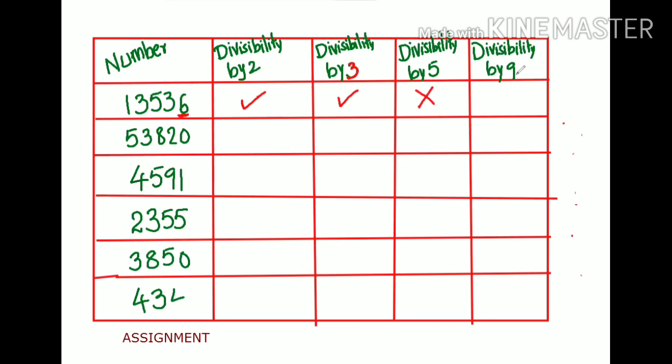Now, let us take 9. Add all these numbers. 1 plus 3, 4, 4 plus 5, 9, 9 plus 3, 12, 12 plus 6, 18. 18 is divisible by 9. So the 13,536 number is divisible by 9. In this way, you have to solve all these problems.